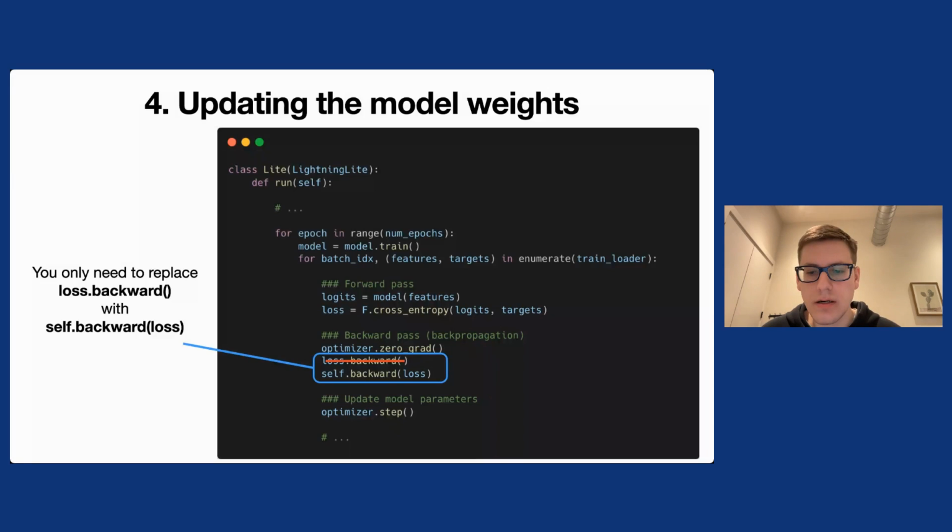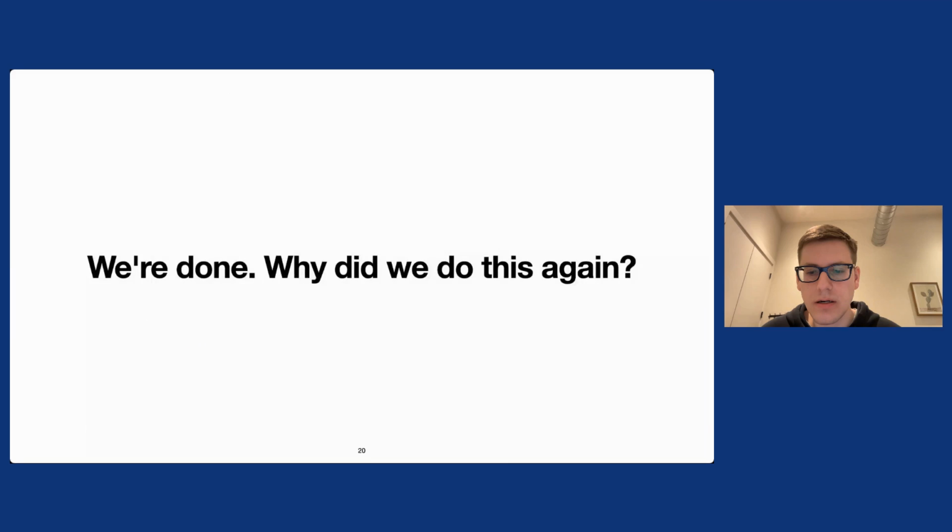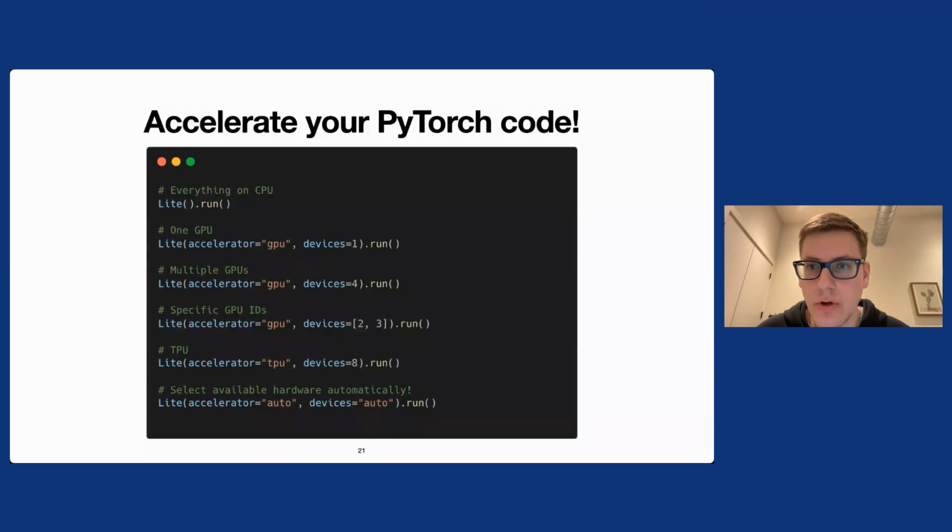So these are really all the code changes that we needed to do. And why did we change this code? Well, because we wanted to accelerate our code, right? So now we actually need to tell LightningLite what hardware we want to run on. And if this hardware is actually available on the machine we're running on, it will use that.